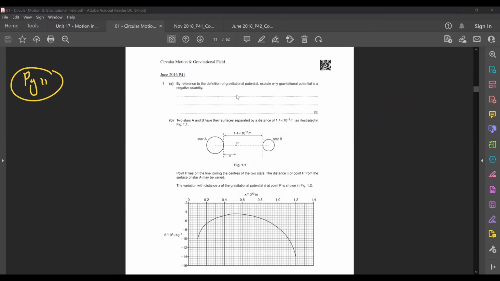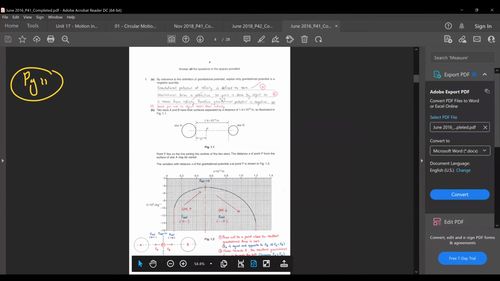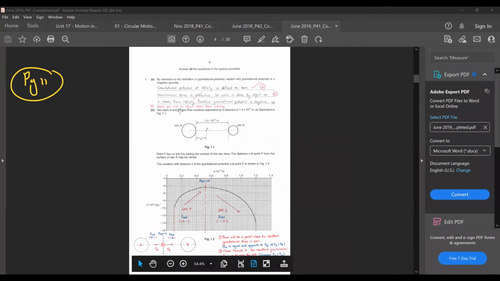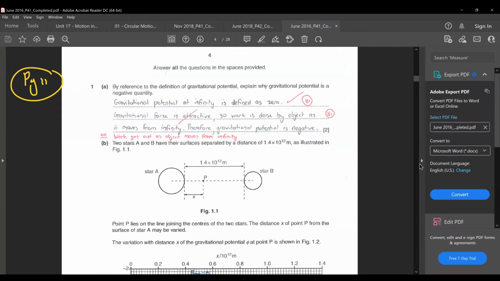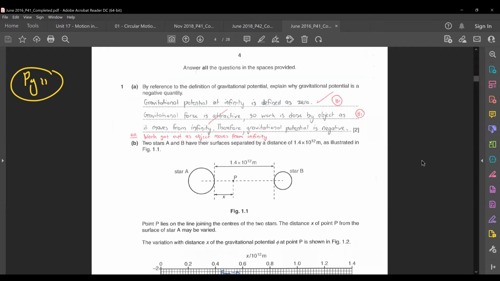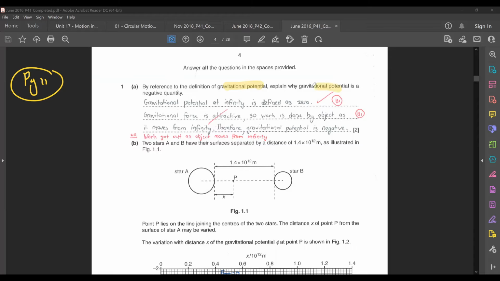Let's go through this. Now, by reference to the definition of gravitational potential, explain why gravitational potential is a negative quantity. By reference to the definition of gravitational potential itself, explain why gravitational potential is a negative quantity. So gravitational potential, it was mentioned to you before that phi is equal to negative GM over r. Explain why it will always have a negative value.